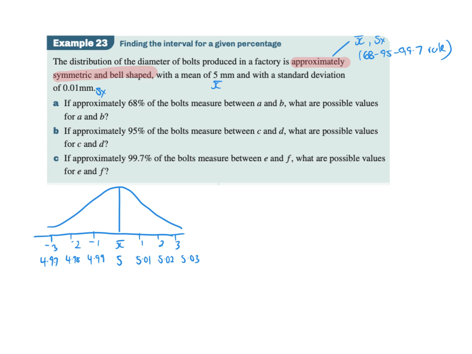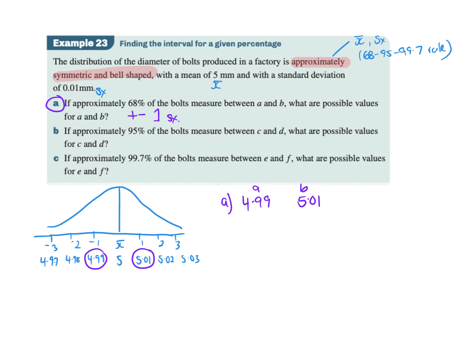So it says in question A, approximately 68% of the bolts measure between A and B. What are the values of A and B? So we know 68% is plus or minus 1 standard deviation. So we've got to go to that. There's 1. So what's it going to lie between? A would be the lower one, wouldn't it? What's the lower amount? 4.99. Yeah? And that's A. And B would equal 5.01. So those are possible values for A and B.